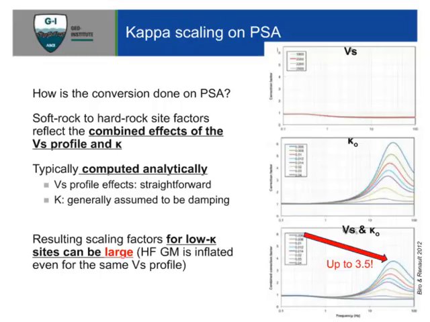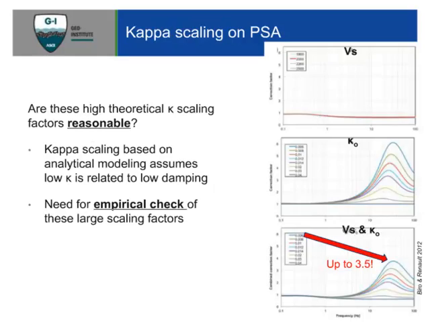The reason we care is if we consider the VS and the kappa in the net effect, which is the bottom figure here, what you'll observe is the bump on the right, so around 20-25 hertz, that's going to give you an amplification of ground motion at high frequencies going from, say, 40 to 6 milliseconds, so soft to hard rock, of up to 3.5. That's a pretty big number. The question is, are such high numbers reasonable?